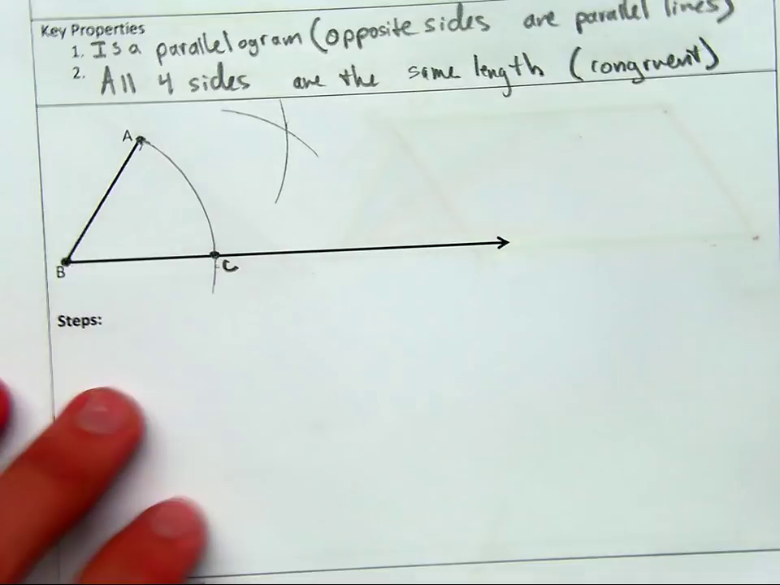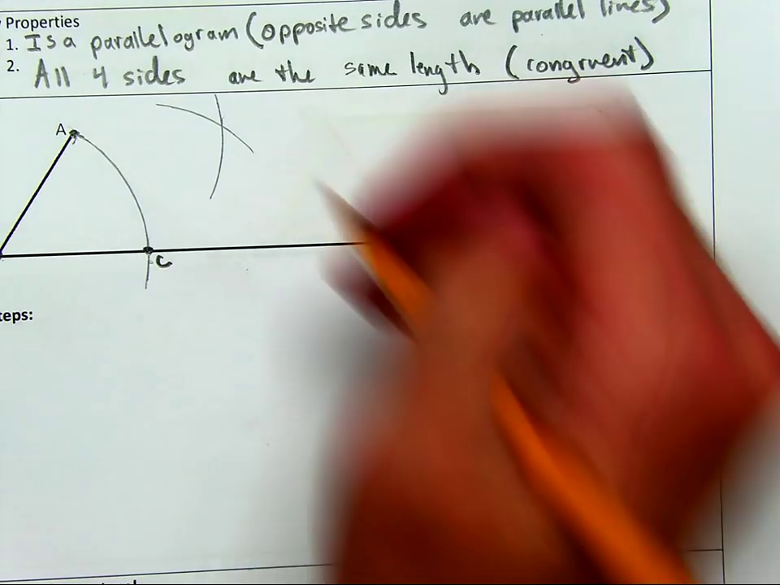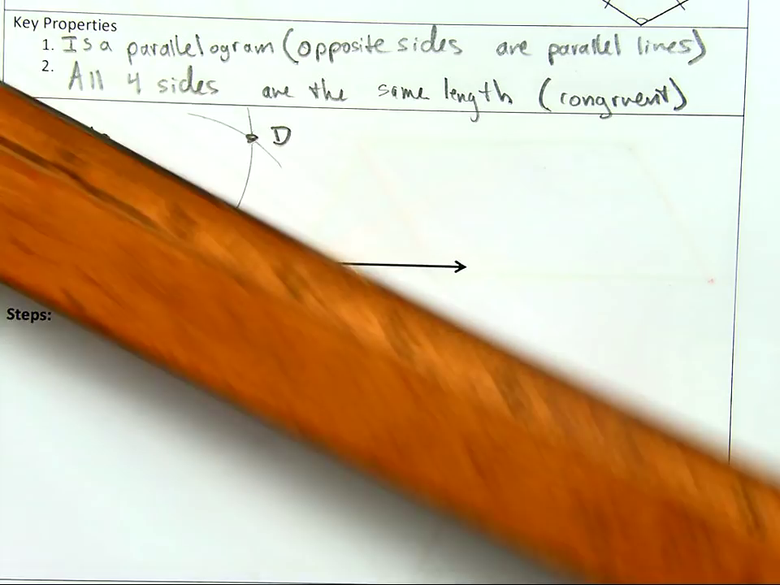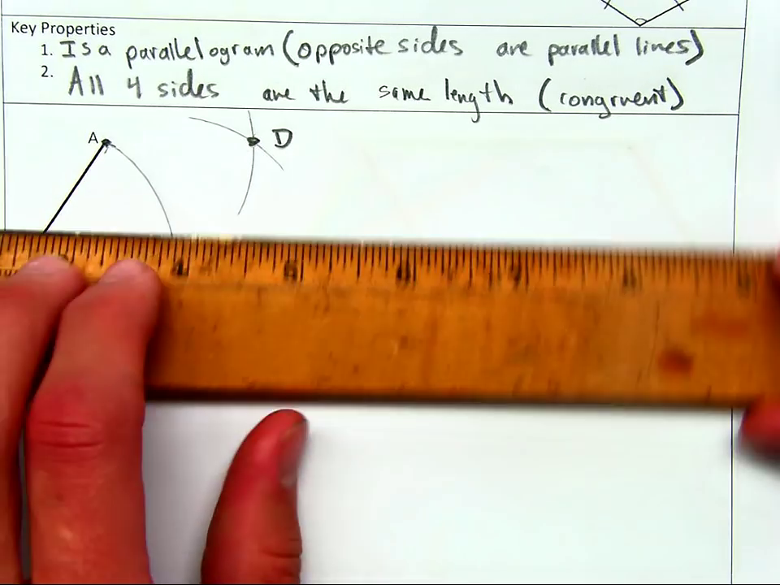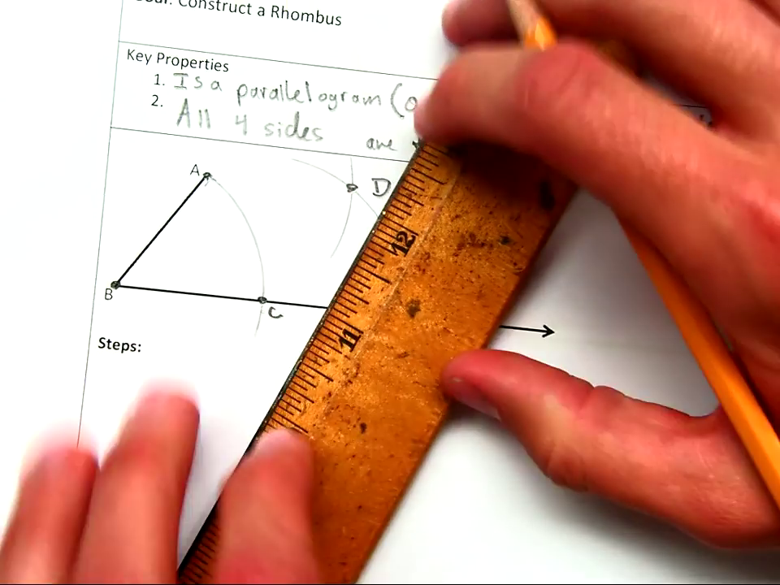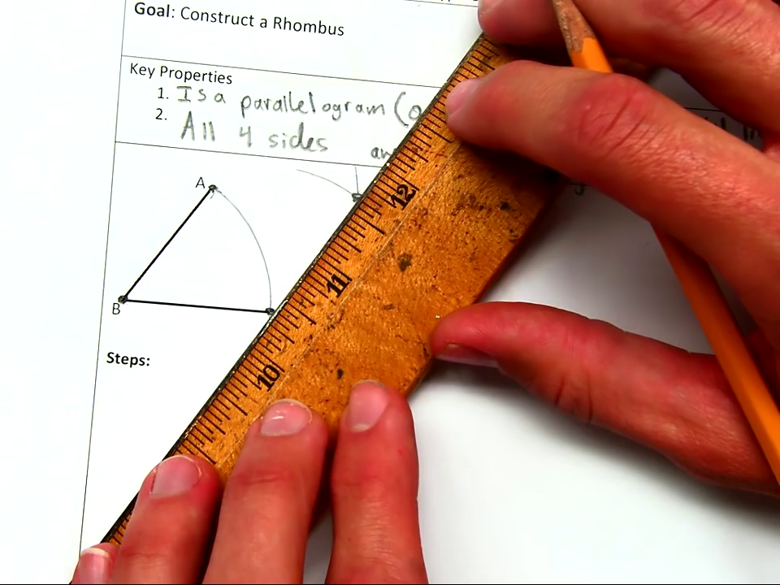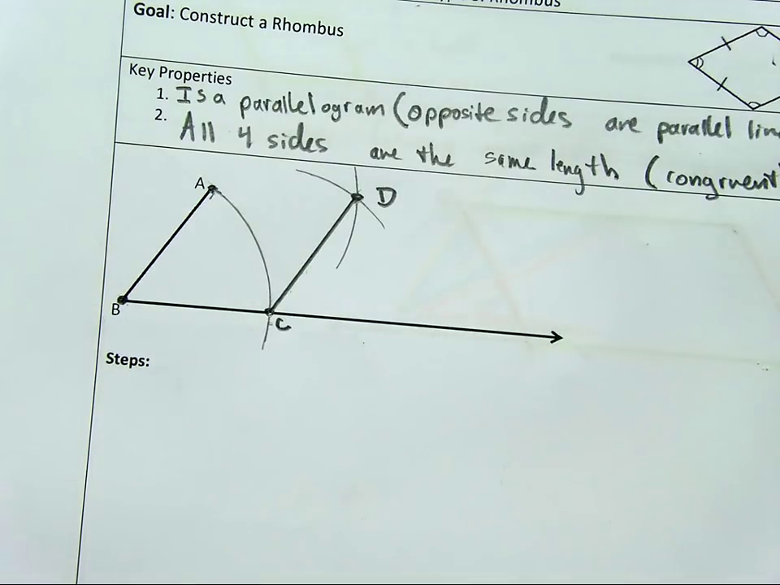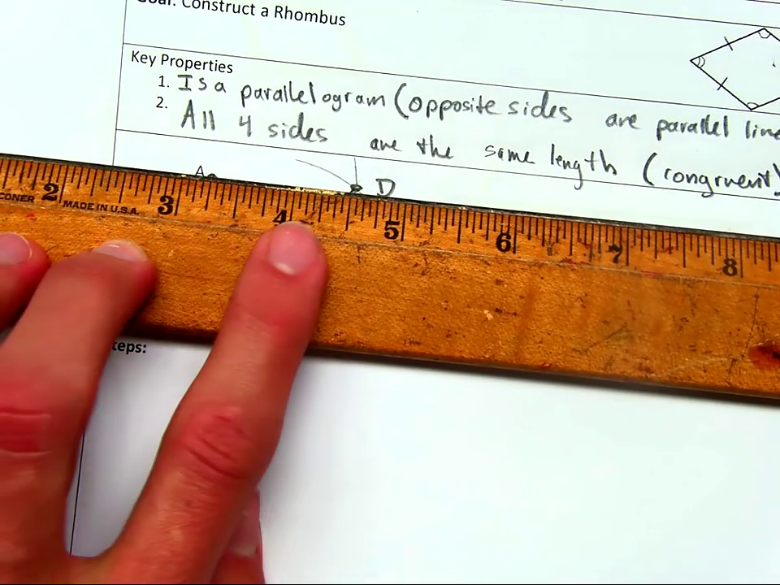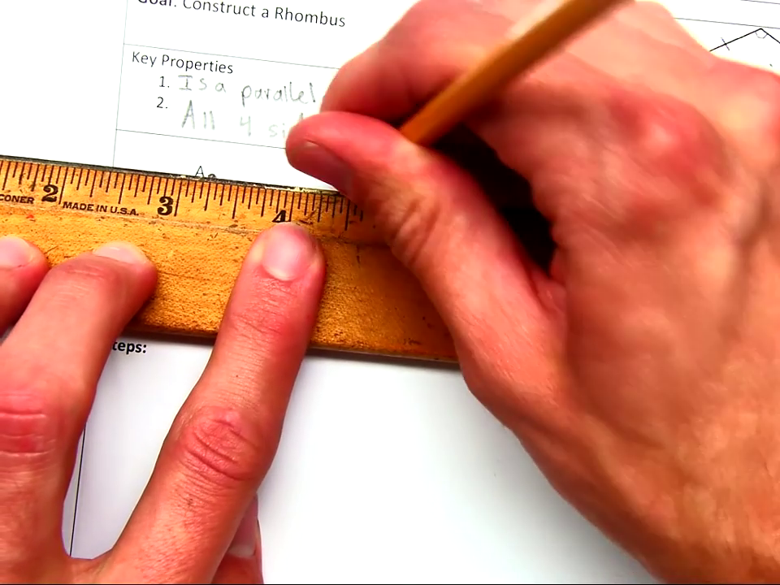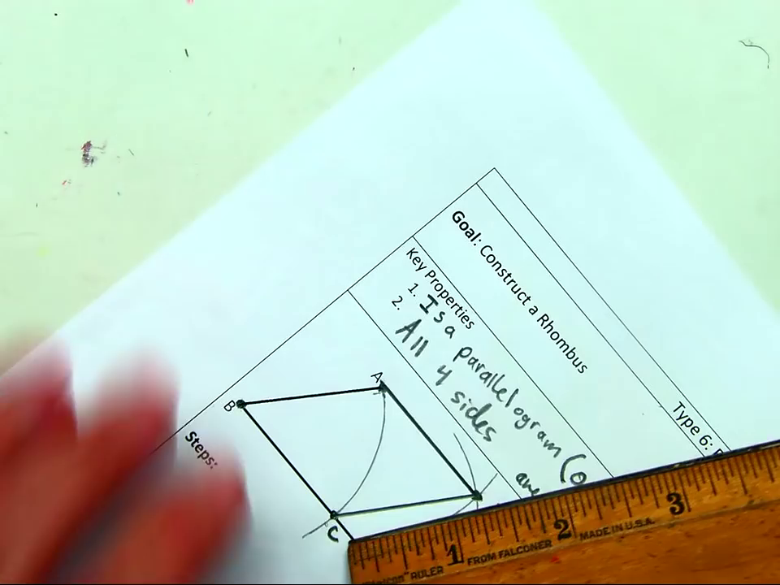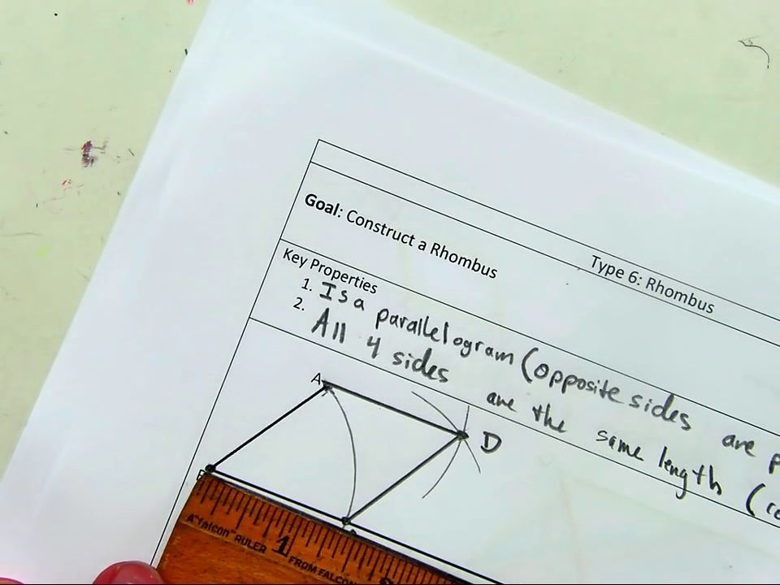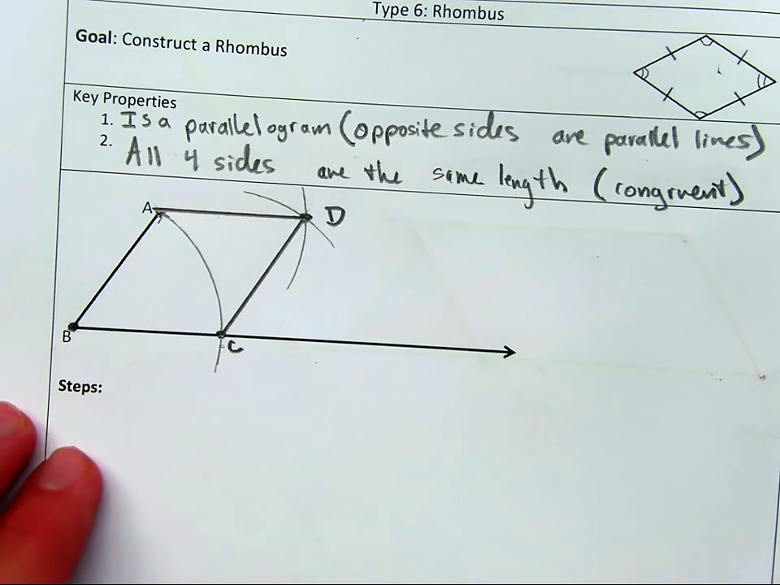So now it's a parallelogram, but more specifically, it's a rhombus because all 4 sides are going to have the same length. Alright, so connect C to D, connect A to D, get your nice 4-sided rhombus shape. Okay, and if you felt like getting out the ruler and measuring all these sides, they should be the same. So they're about 1.5 inches each.